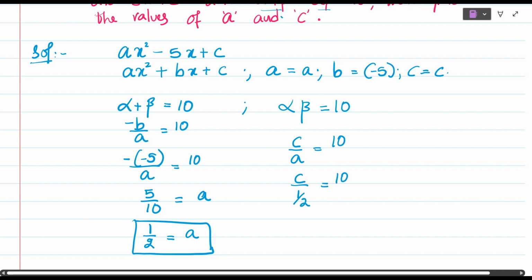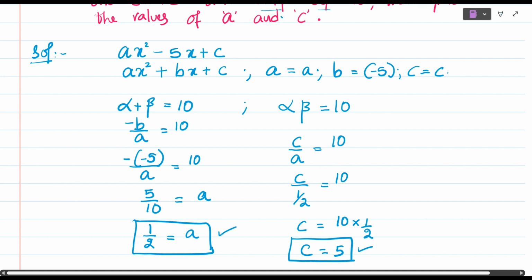Now let's transpose the division part, that is 1 by 2, towards RHS. So c is equal to 10 into 1 by 2. So the value of c will be equal to 5. Clear, students? So the value of a is 1 by 2 and the value of c is 5.